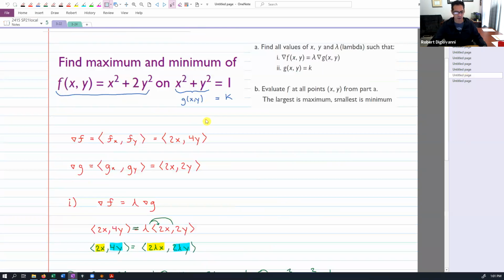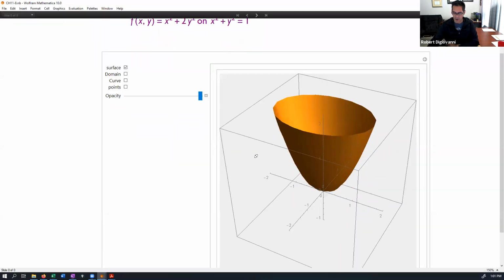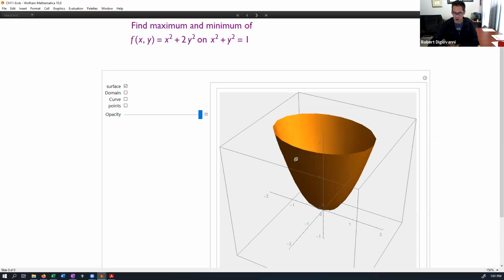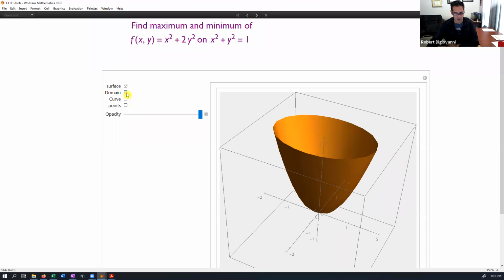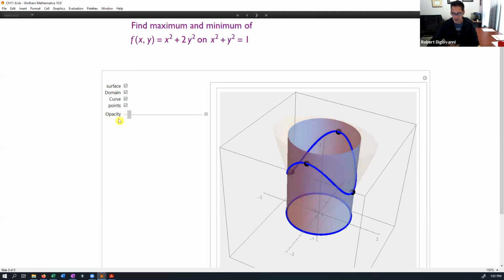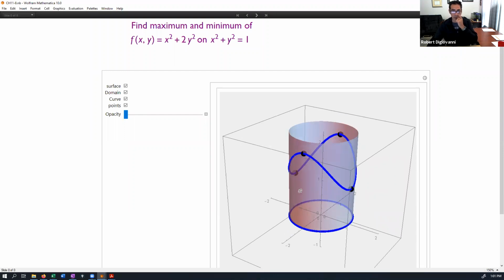All right, so last time we were doing this problem where we were trying to find the max and minimum values of this function of two variables constrained to this circle. The picture of this was a surface, x squared plus 2y squared, and we were restricting it to the domain where x squared plus y squared is 1, plugging those points into the function, which gives us a curve on the surface, and we are trying to figure out where the highest and lowest points on that curve take place.